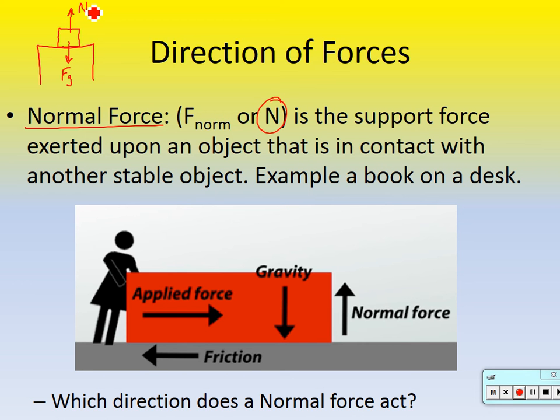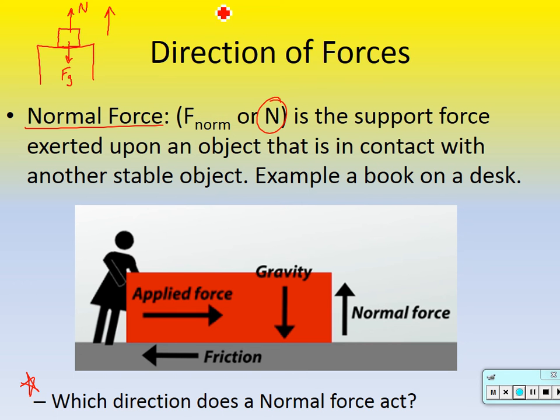I want to focus on this question down here. Which direction does the normal force act? In this case, which direction did it act? Oh, it acted straight up. Will it always point straight up? No. Here's the answer to this question. The normal force acts perpendicular to the surface that it's on. It acts perpendicular. What does perpendicular mean?